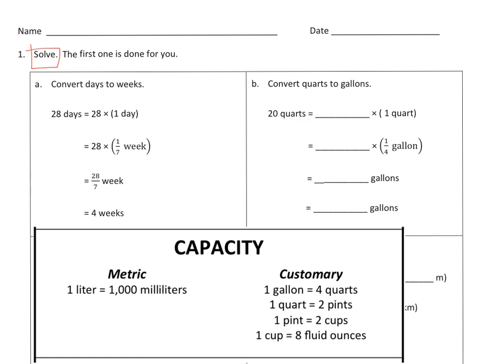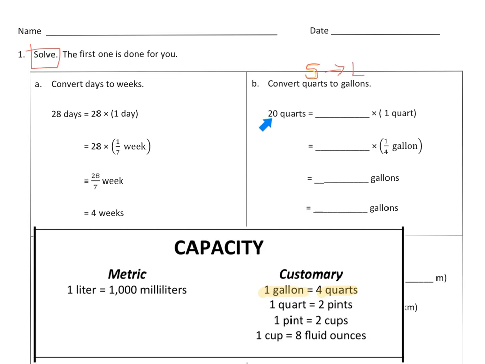So let's look at B. B says we want to convert quarts to gallons. So if we look at our conversion chart down here, 1 gallon has 4 quarts. So 1 gallon is actually bigger than quarts. But they want us to convert from quarts, which is a smaller measurement, to gallons, which is a larger measurement. And so we're going to be kind of doing the opposite of what we did in the last lesson, and I'll explain as we go on.